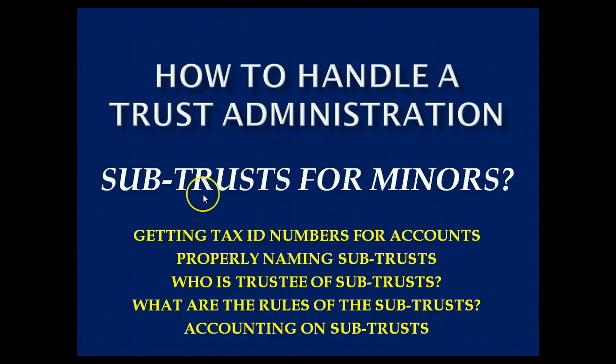Whatever you do, when you set up accounts for these minors, you want to get a tax ID number for each account. And again, your lawyer or your CPA can help you get a tax ID number for each account. You also want to properly name the subtrust. So it needs to say something like Johnny Smith Subtrust pursuant to the Smith Family Trust dated such and such.